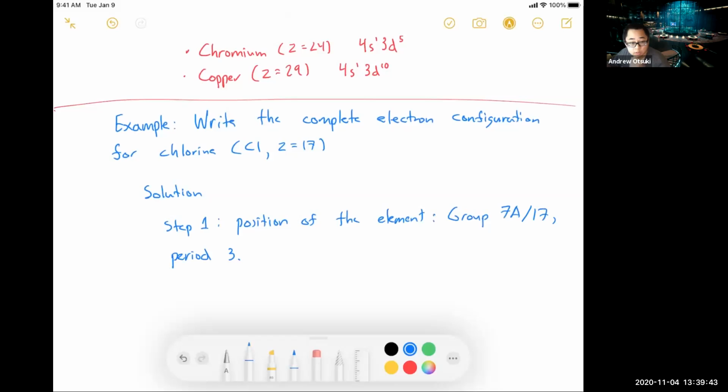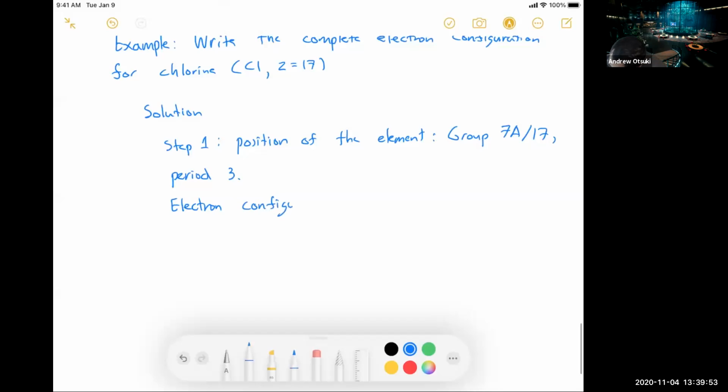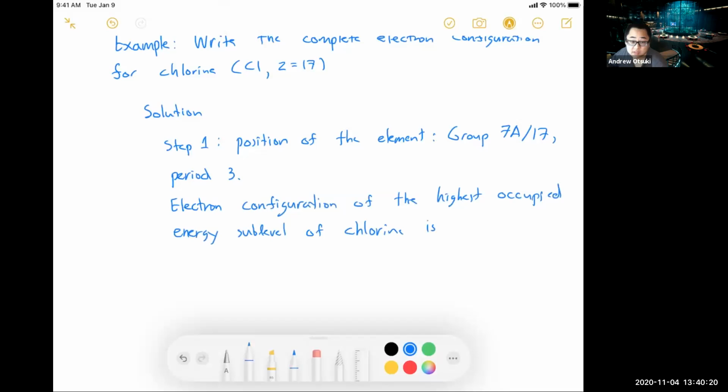So what that means is the electron configuration of the highest occupied energy sublevel of chlorine is 3p5. You can figure out that it's 3p5 by looking at a periodic table and counting out how many electrons it takes to reach chlorine in the p block.